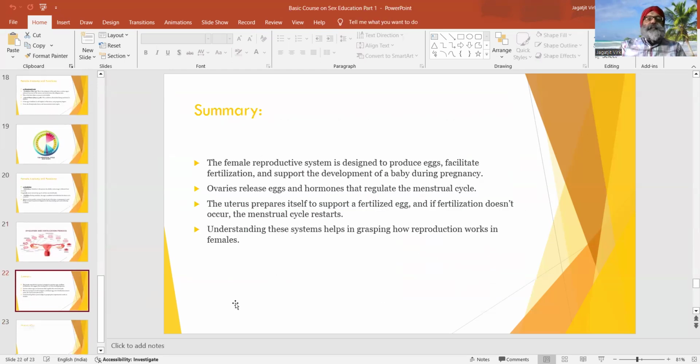Summary. The female reproductive system is designed to produce eggs, facilitate fertilization, and support the development of a baby during pregnancy. Ovaries release eggs and hormones that regulate the menstrual cycle. The uterus prepares itself to support a fertilized egg, and if fertilization doesn't occur, the menstrual cycle restarts. Understanding these systems helps in grasping how reproduction works in females.